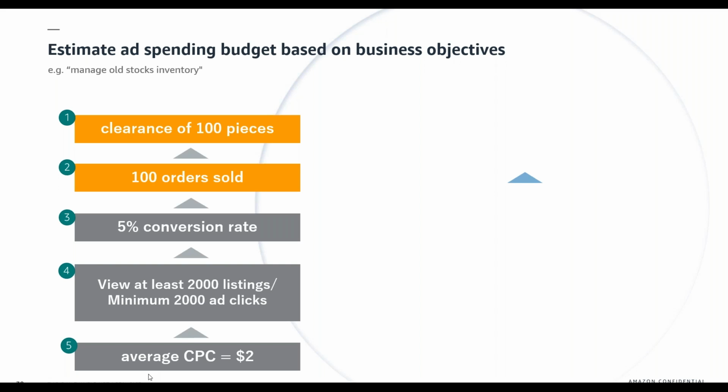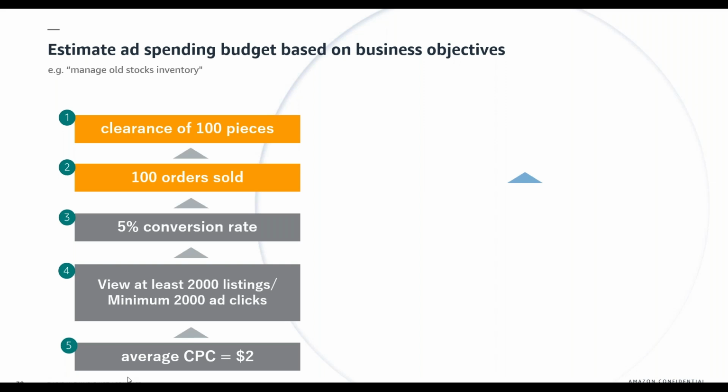I need to clear 100 pieces of maybe my Bluetooth speakers, right? Then I simply just assume I just need 100 orders, right? And historically, how much is your historical conversion rate, in terms of your overall ad campaign performance, or in general, your overall account, what is your average conversion rate? So in this example, maybe my historical average conversion rate is 5%.